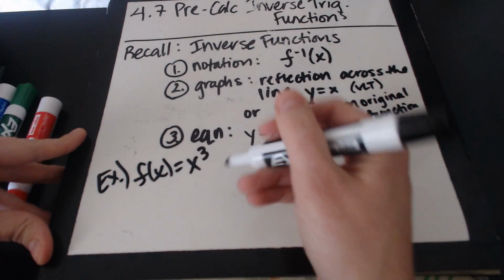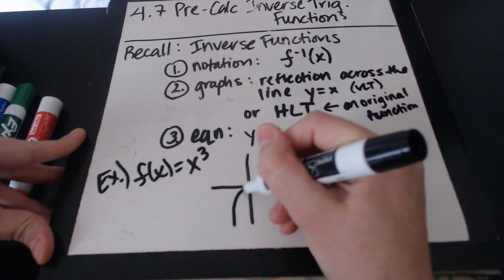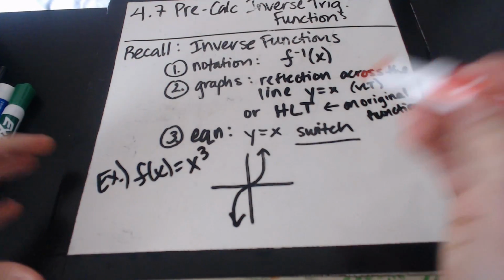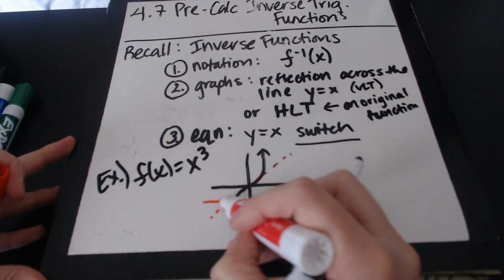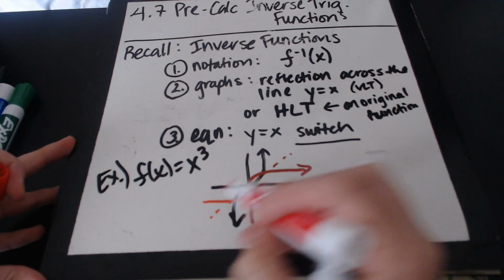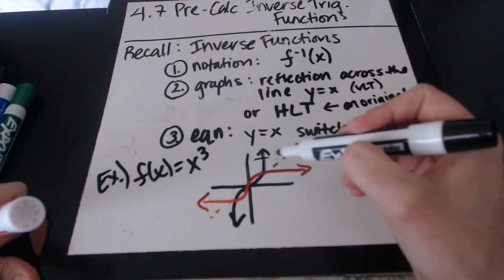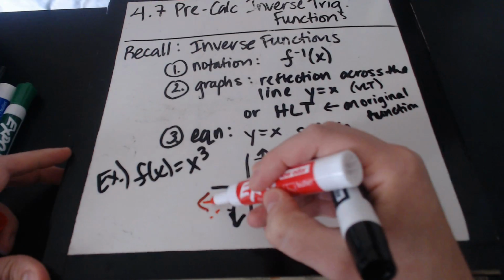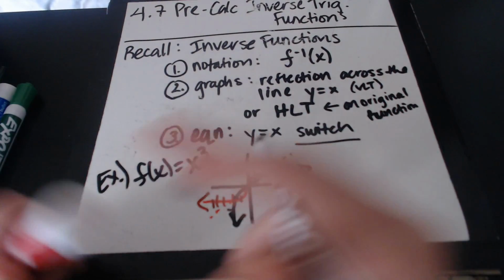If I look at the function f of x equals x cubed, okay, and I graph x cubed, we know is going to be a cubic curve. If I reflect that graph across the line y equals x, then my graph is going to look like this. So the original function passes the horizontal line test, which tells me that when I invert it, this function is going to pass the vertical line test, okay.